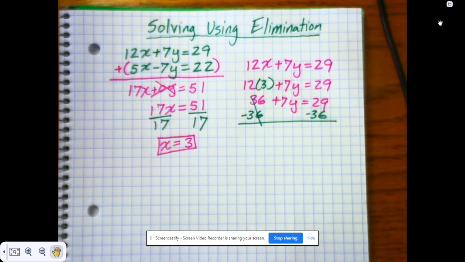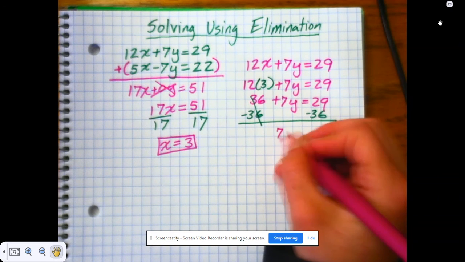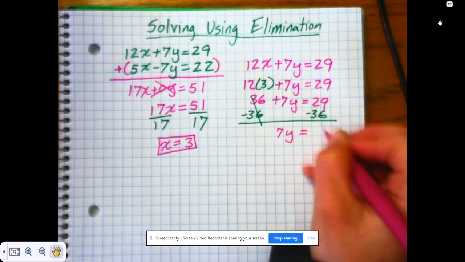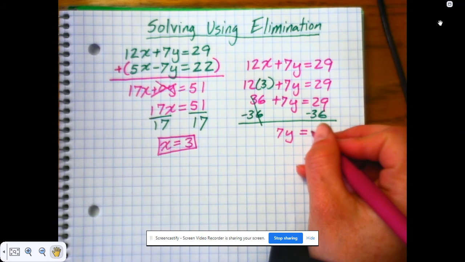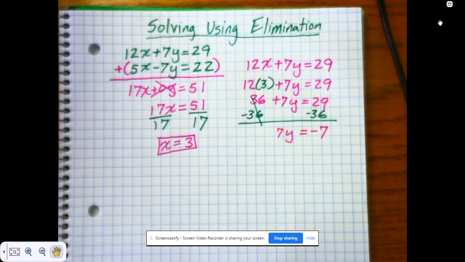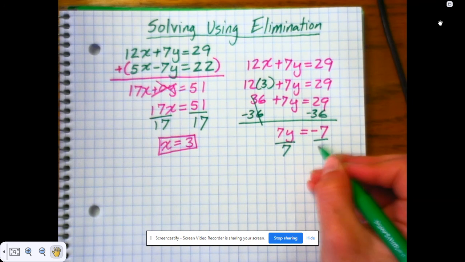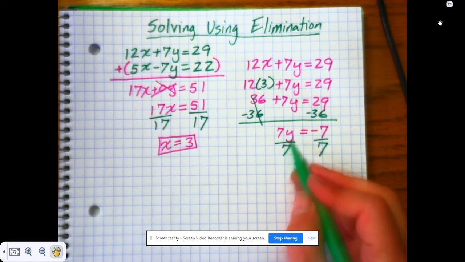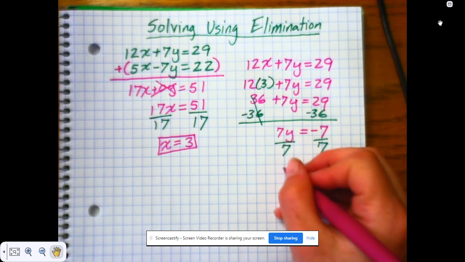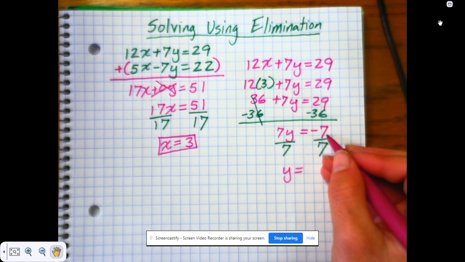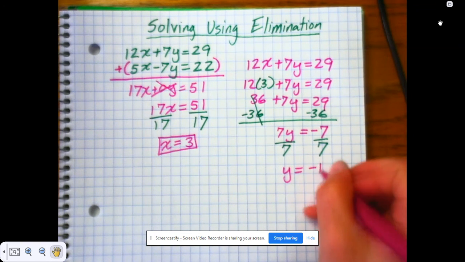That cancels. 36 minus 36 is 0. And I am left with 7y equals 29 minus 36, or a negative 7. Still need to get my y alone, so I'm going to divide both sides by 7. 7y divided by 7 is 1y, and negative 7 divided by 7 is a negative 1.